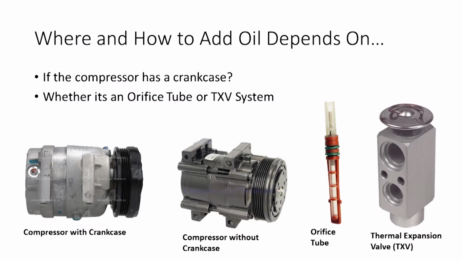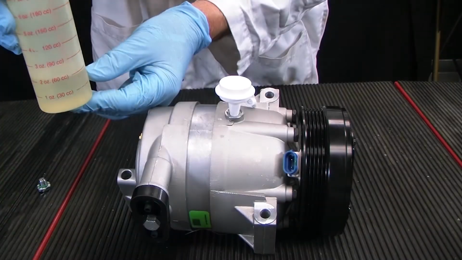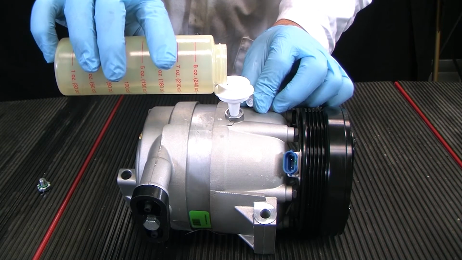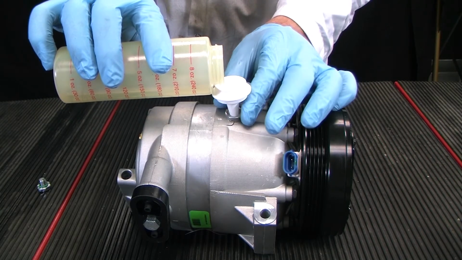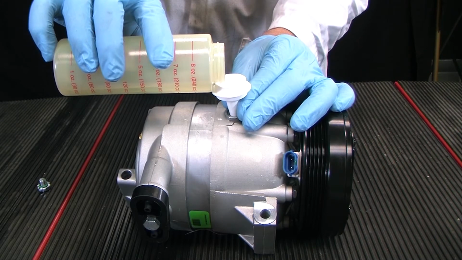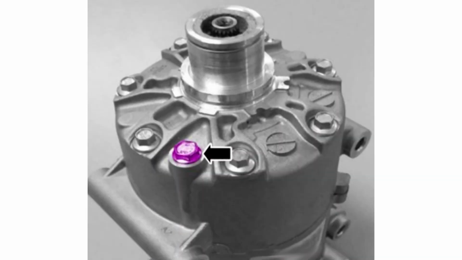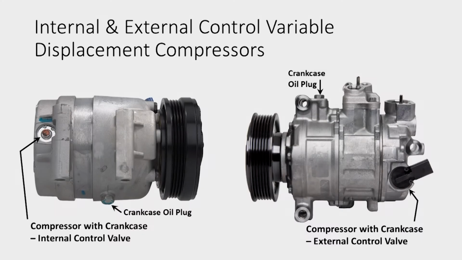Where and how to add oil to the air conditioning system depends primarily on 2 things. The first is whether the compressor has a crankcase or not, and the second is whether it is an orifice tube or TXV system. On systems that use a piston swash variable displacement compressor with a crankcase, the total oil charge amount can be added directly to the crankcase through the oil plug, as we are doing here. It does not matter whether the system is an orifice tube or TXV system. Note that on a few later model applications, the crankcase oil plug may be located behind the front pulley. Variable displacement compressors can also usually be identified by the displacement control valve in the rear head.